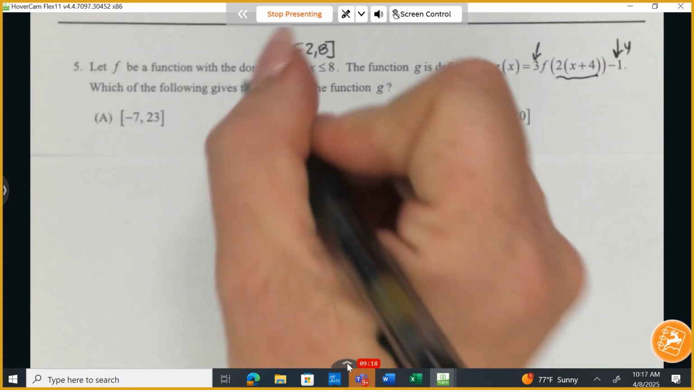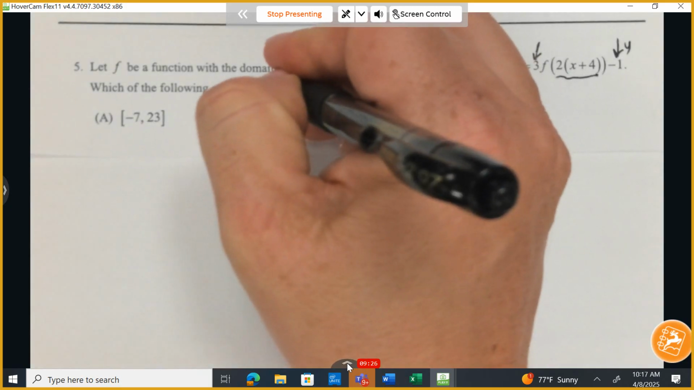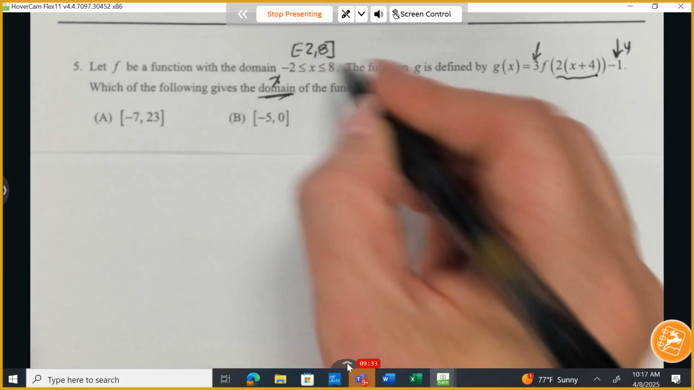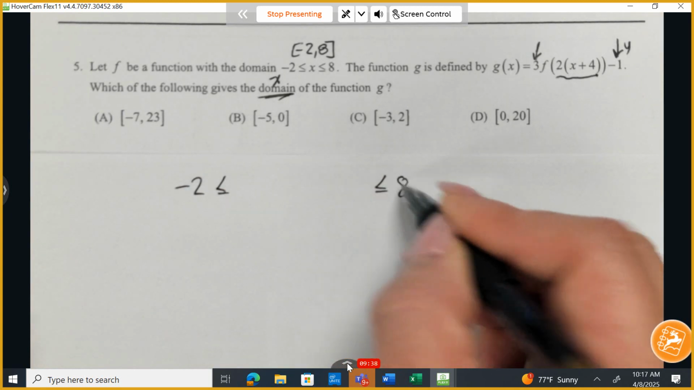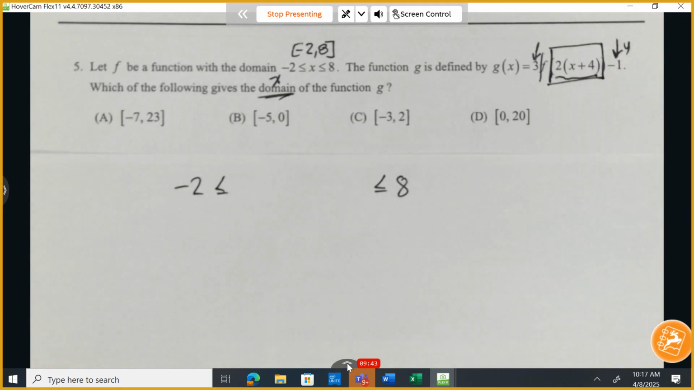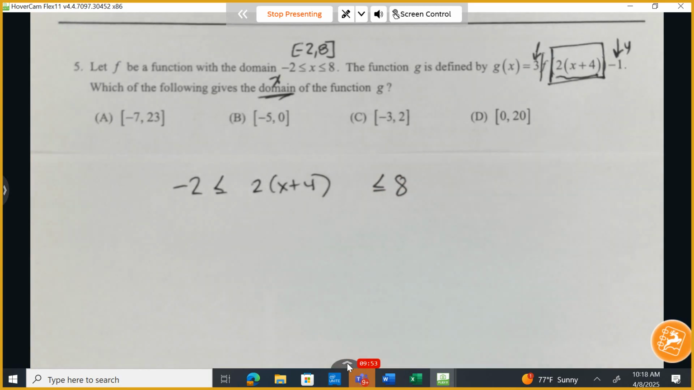And what this says is, how is this going to affect the domain? When you think domain, do you think x's or y's? We think x's. So please go above this and write x's. So I'm going to write this down: -2, and I'm going to leave some space here, and 8. And instead of putting an x here, I'm going to take this portion that's going to change the domain as we go from f to g and define g. And I'm going to put this in place. So we have 2x plus 4.